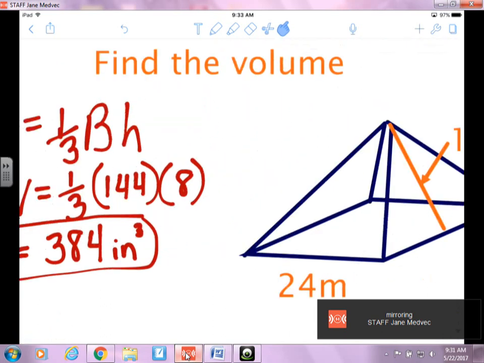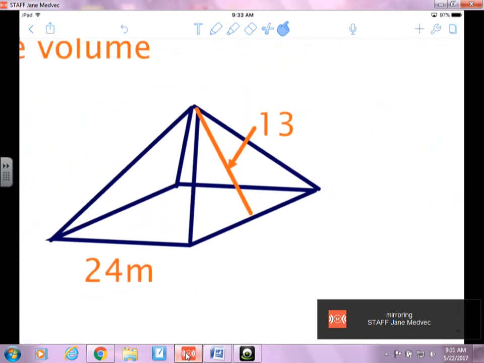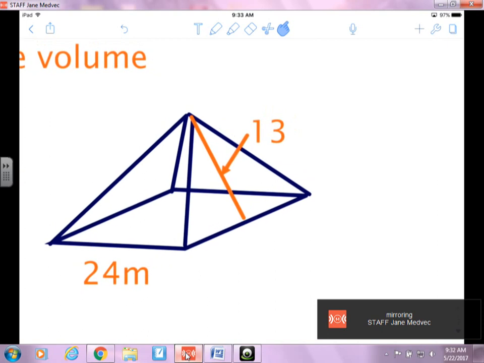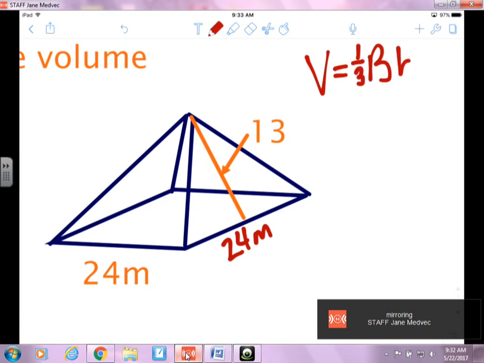Okay. Now let's go on and take a look at this figure. Okay, I'm going to find the volume of this. Now it doesn't tell you, and it should, this side is also 24 meters. All right, it doesn't tell you that. It should tell you that. So what I'm going to do is I'm going to go ahead and go volume equals big B, oops, 1/3. Forgot about that. Little h. Volume equals 1/3, and I need to find the area of the base.